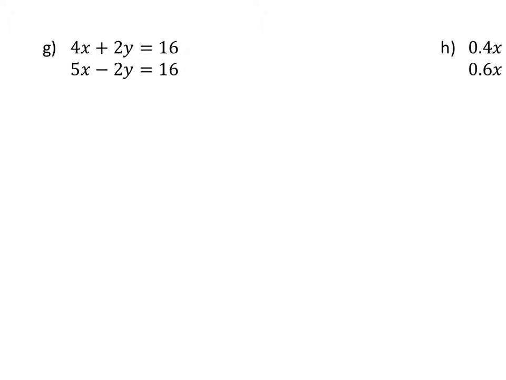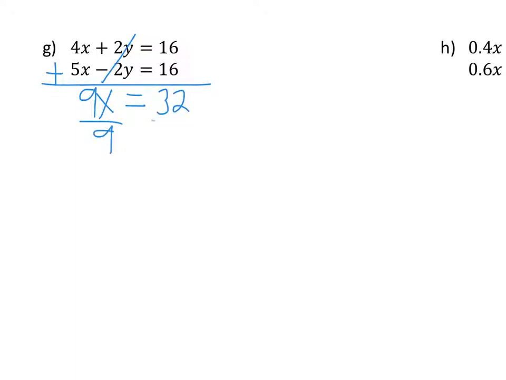Letter G. I'm definitely lined up x's, y's, equals, constants. This time I have coefficients that aren't 1 or negative 1. 4x and 5x are neither the same or opposites. However, I have positive 2y, negative 2y, which are opposites. And when they're opposites, we can just go ahead and add up and down. 4x plus 5x equals 9x. The 2y and negative 2y cancel out. And we get 9x equals 32.